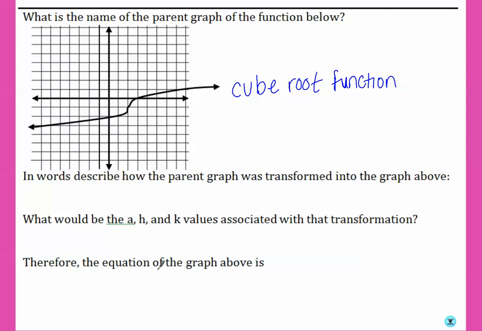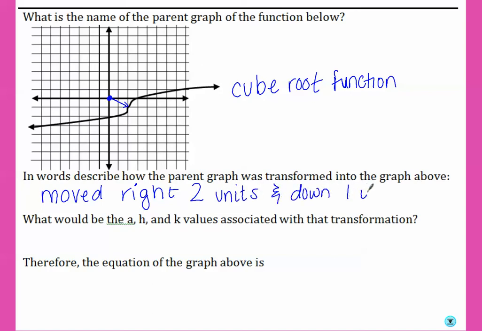The parent graph usually starts at (0, 0). However, this one, the center was moved over 2 and down 1. So we can say it moved right 2 units and down 1 unit.